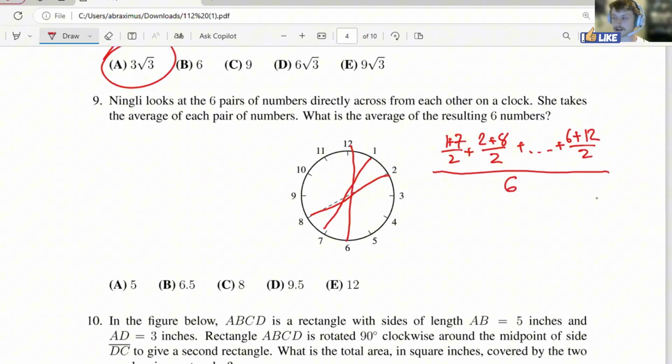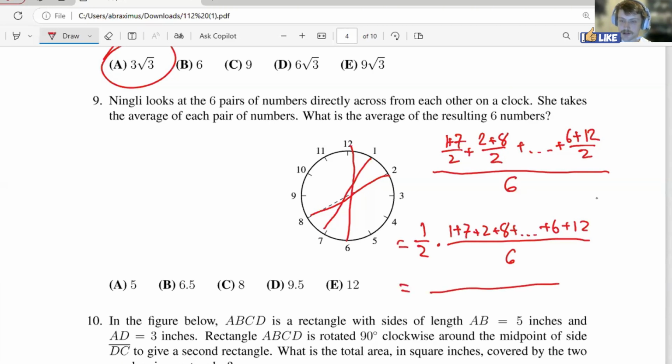Okay, this looks like a really ugly expression that they're asking us to compute. But if we're clever, we can simplify it. I'm going to start by making it all under one fraction bar. So we can pull a 1/2 out of all of these. So we have 1/2 times 1 plus 7 plus 2 plus 8 plus all the way to 6 plus 12. If we simplify this even more, we have a 12 here, and then we have all these numbers written in order. 1 plus 2 plus 3 plus 12.